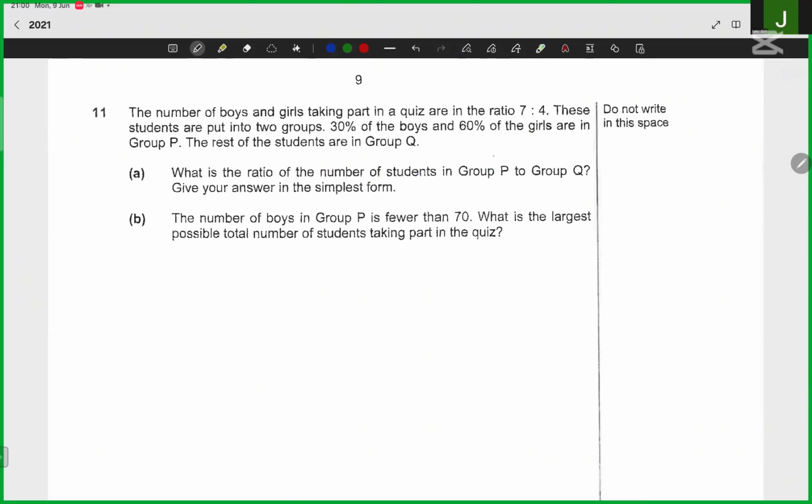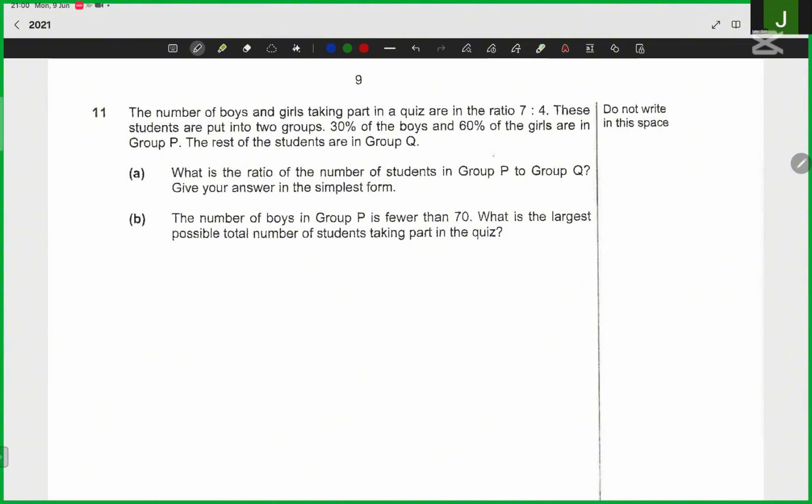Question 11. The number of boys and girls taking part in a quiz are in the ratio of 7:4. Okay, so 7 units of boys, 4 units of girls. These students are put into 2 groups. 30% of the boys and 60% of the girls are in group P, the rest are in group Q. What is the ratio of the students in group P to group Q? Give your answer in the simplest form.